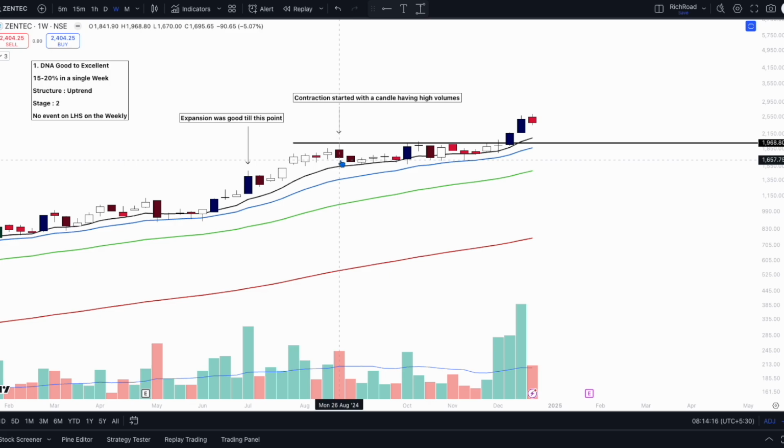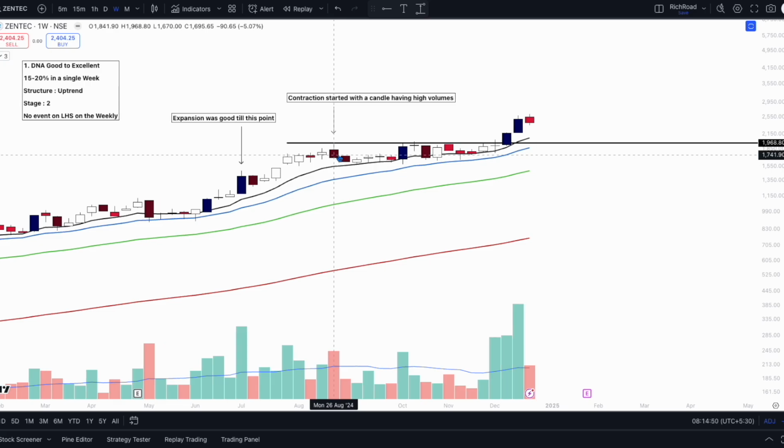never say the price should or will come to its 20 moving average or 50 or any other moving average that you're using. That is not the way. All I can say is I'm not going to trade it at 10 moving average. You get that point? When I say I'm not going to trade it at 10 moving average, I mean M10. I'm not going to take M10 in this one. The reason? No event on the LHS on the weekly. And the kind of expansion you had, the way the contraction started, it's not an M10. So don't do that.